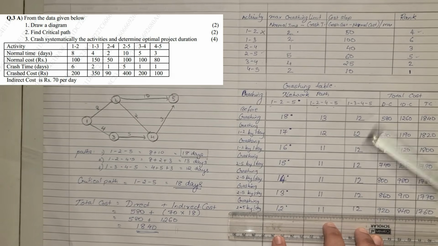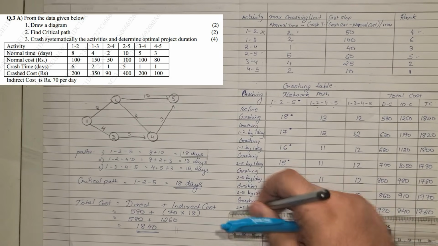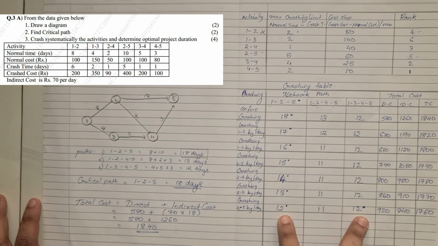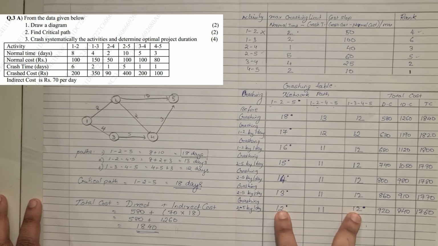But now comes the important part. Now if you look carefully in our critical part, 12. Now this is matching with this 12. So now they both are common. So now you'll have to find something which is common in both. If not, then we'll have to crash these two together now.